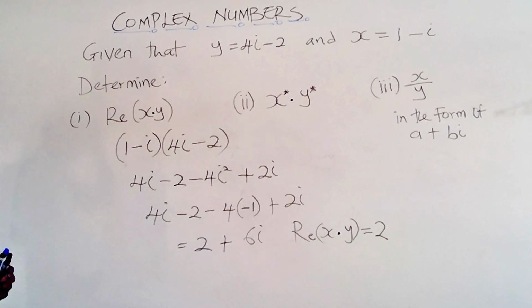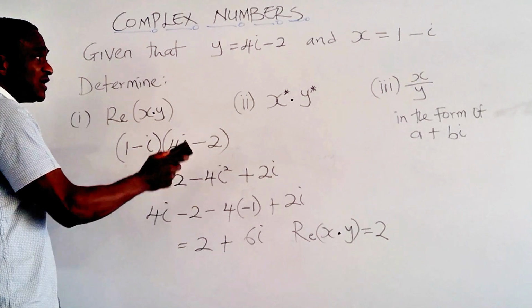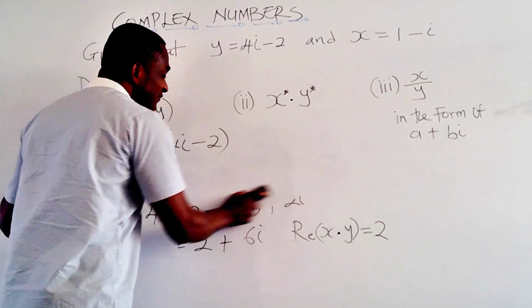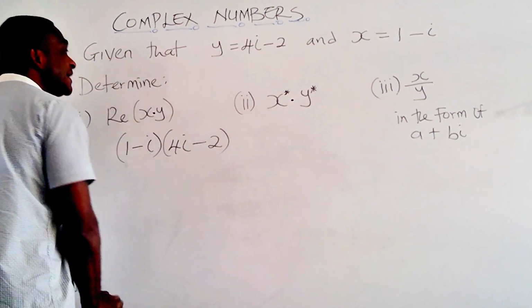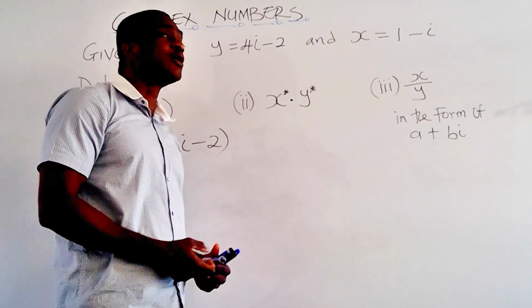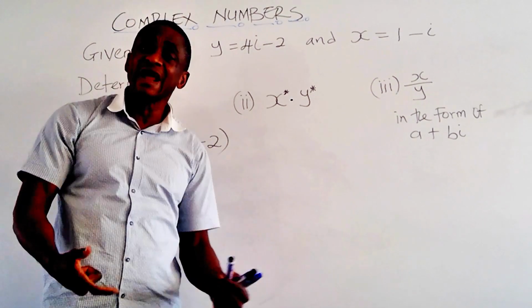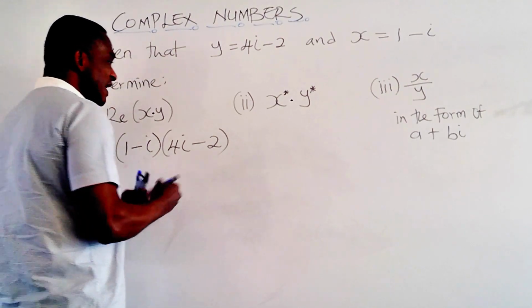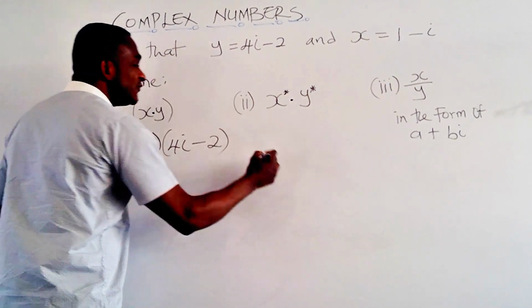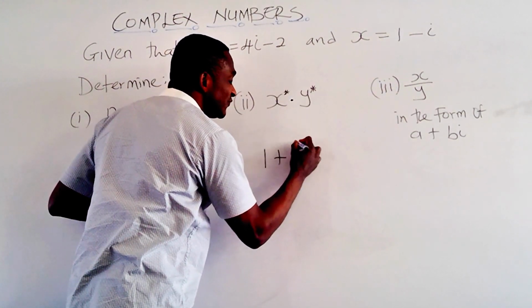Now let's go to the second question. The second question, they are asking us for the conjugate of that. Please, whenever we have this star on a complex number notation, they are asking us for the conjugate. What is a conjugate? Whenever you have the imaginary part, the conjugate means that the sign of the imaginary part must change. So this is the original. Now, if I want to take the conjugate of x, the imaginary part is negative here, it becomes positive i.